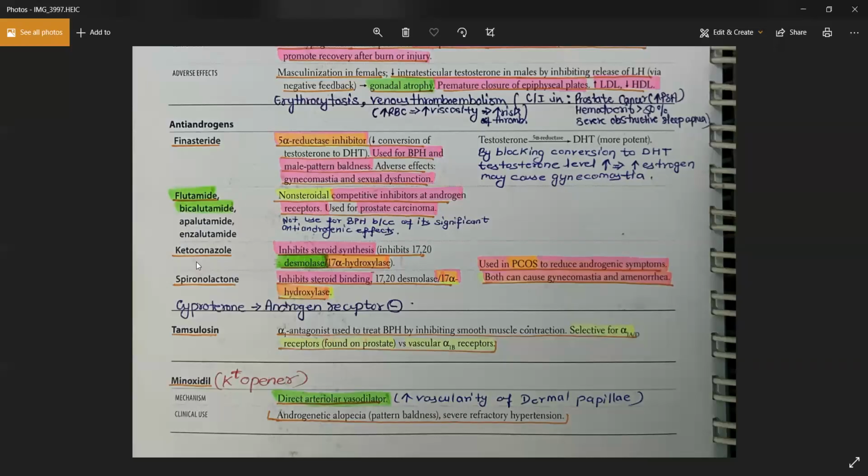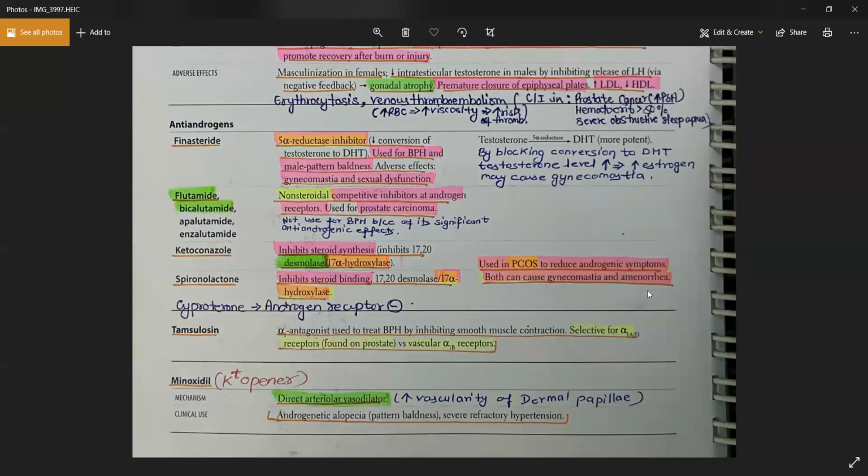Then you have the receptor blockers, and these are ketoconazole and spironolactone. Again, spironolactone is both a synthesis inhibitor as well as a receptor blocker, remember? These two drugs will be useful in the PCOS patient to prevent hirsutism, right? But both drugs can cause gynecomastia and amenorrhea.